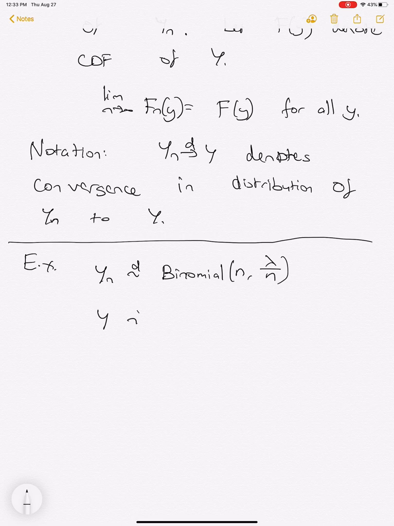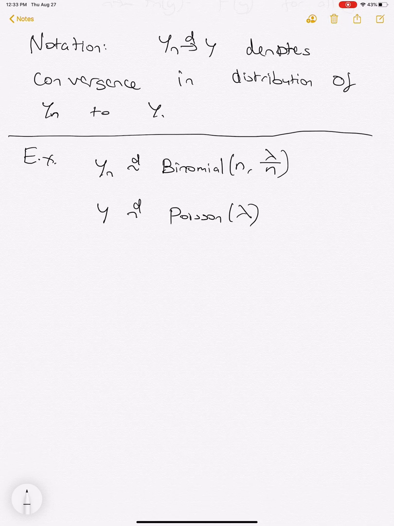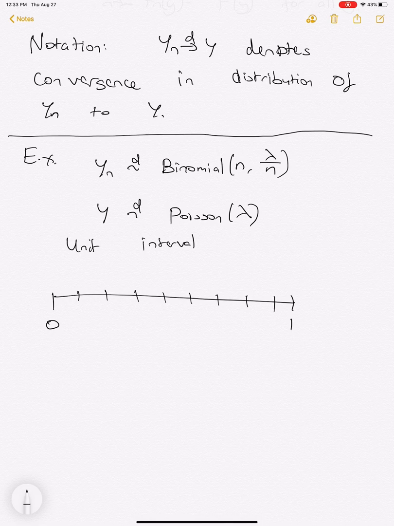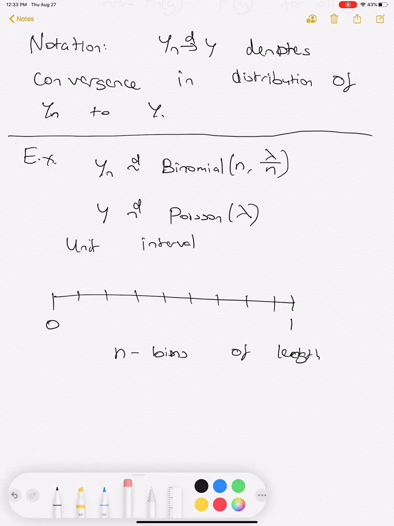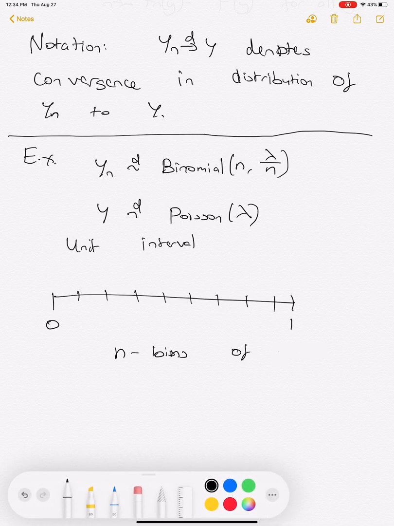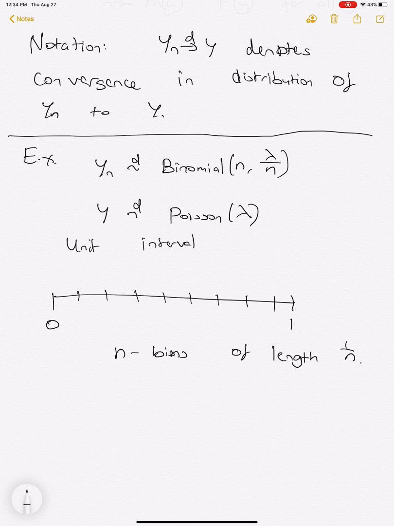So remember that the intuition here is that this is a unit interval, and you're counting the events that occur over the unit interval. For convenience, we're going to say that we're looking at continuous time over a unit interval, so time 0 to time 1. And then you imagine dividing this up into equally spaced bins. There are n bins of length 1 over n.